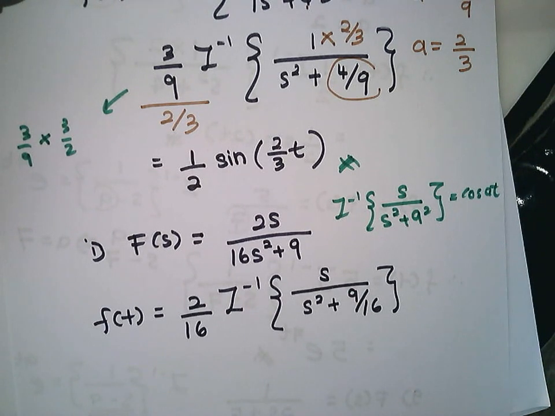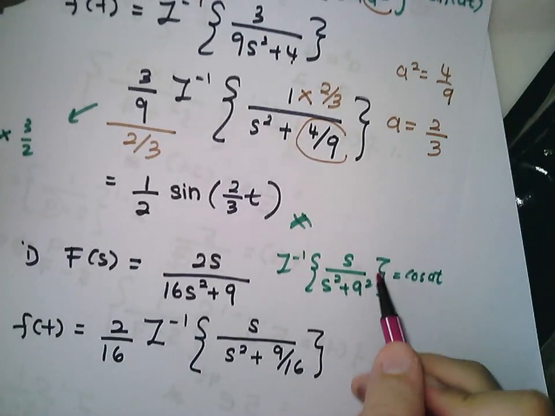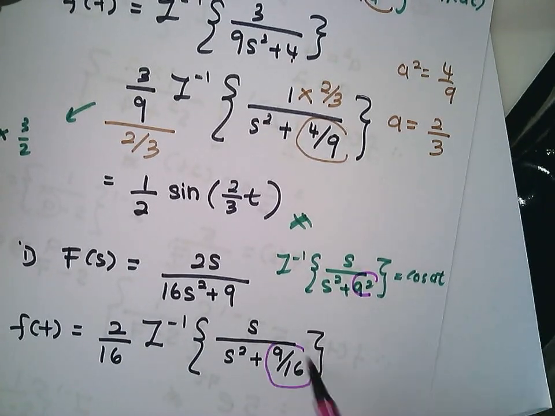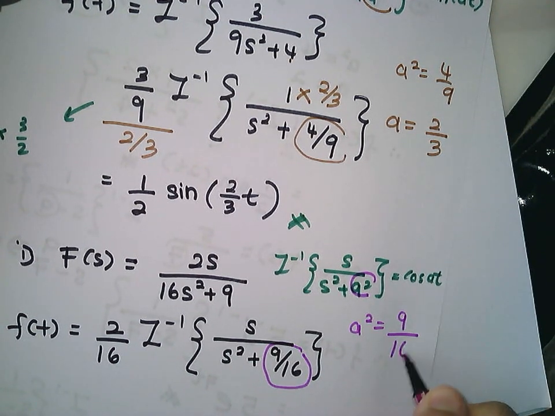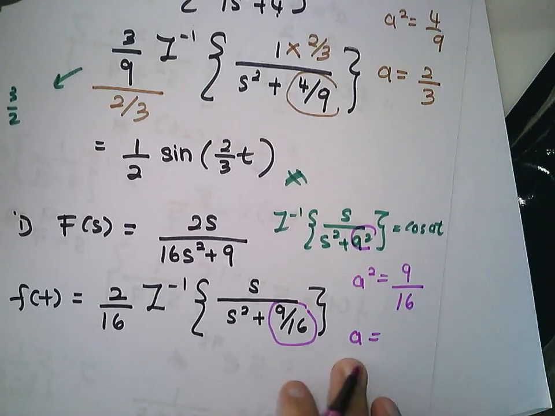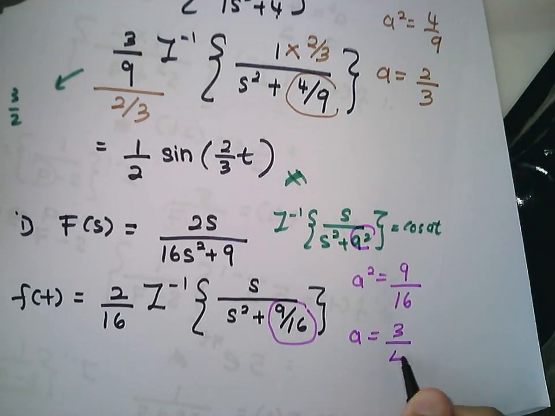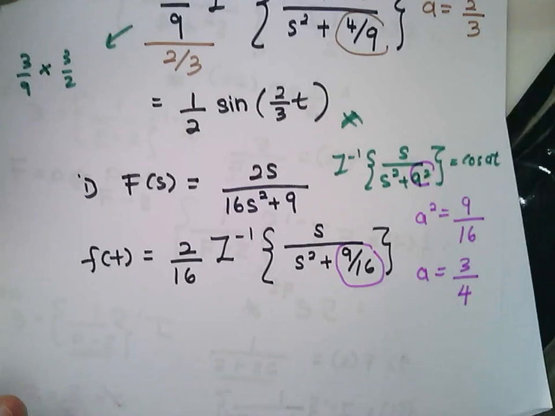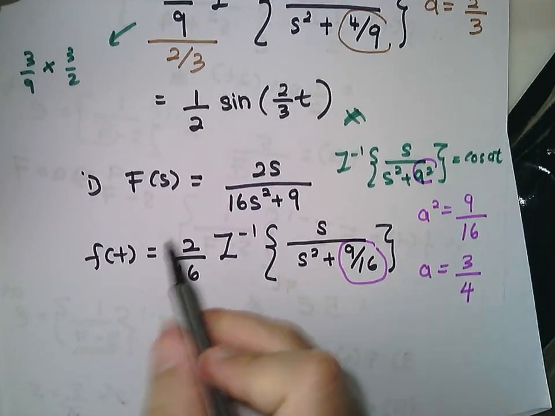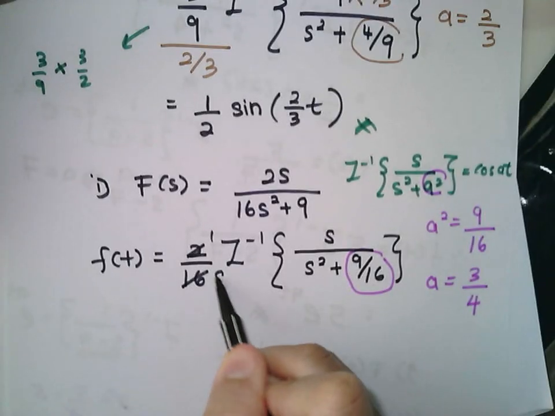By comparing what you have here, you can get your a. You will compare this one with what you have here. So a squared is equal to 9 over 16, so a is equal to 3 over 4. Okay, so for this part here, if you simplify, you will have 1 over 8.